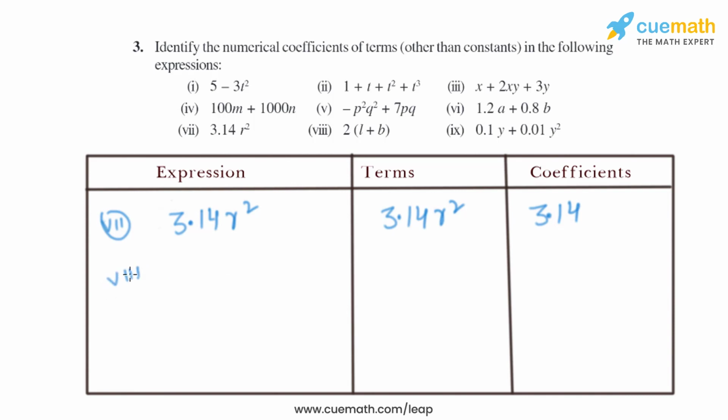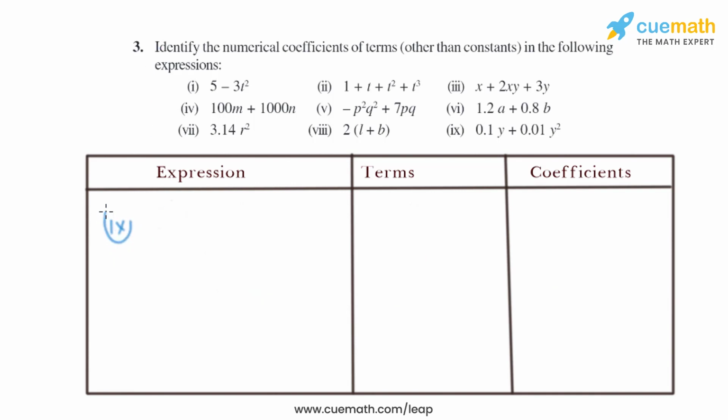In the eighth part, the expression that is given is 2 times l plus b. So when we multiply by 2, it will become 2l plus 2b. So the terms are basically 2l and 2b. As l and b are variables, 2 will be the coefficient of 2l and 2 will be the coefficient of 2b, because 2 is a constant term by which we are multiplying. Now let's move on to the ninth part.